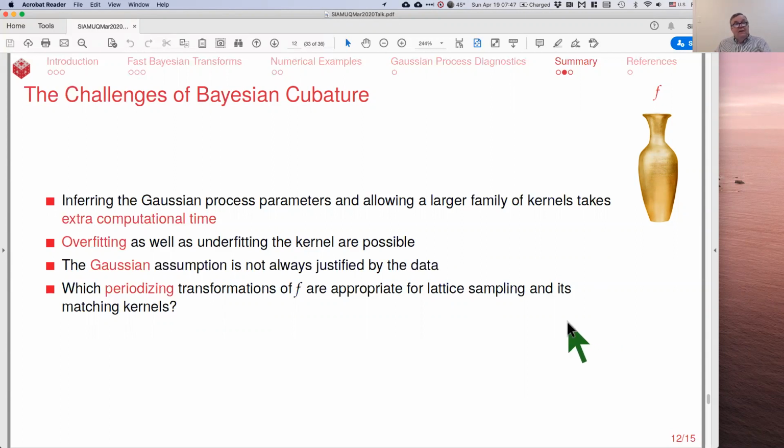And then for the lattice sampling, we are using periodizing transformations, and they are not chosen automatically. They are chosen by what we think would work. And that's still a part of our algorithm that is not automatic, and we would like it to be, because what we are hoping to give the user is something that they really don't have to think about other than providing the integrand and the error tolerance.